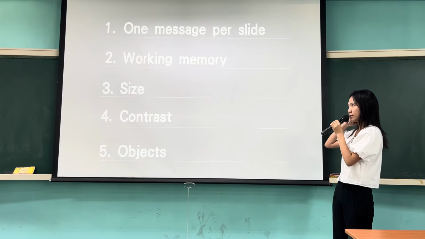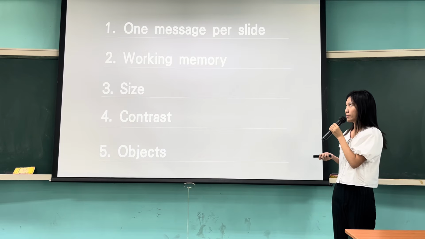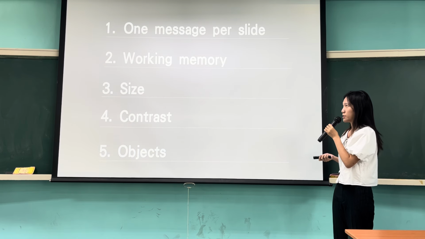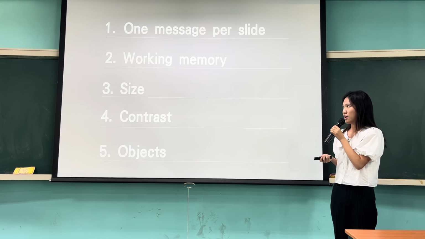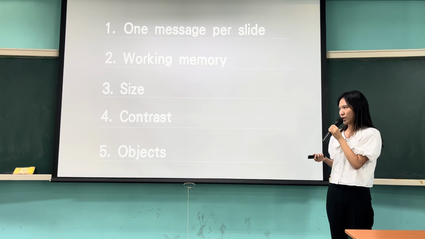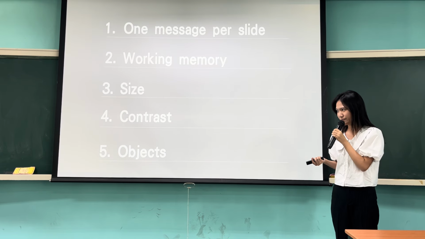So here are the 5 rules that can avoid death by PowerPoint. The first one, one message per slide. The second one, respect working memory. The third one, use size to show importance. Number 4, apply contrast to guide attention. The last one, keep to 6 objects only.